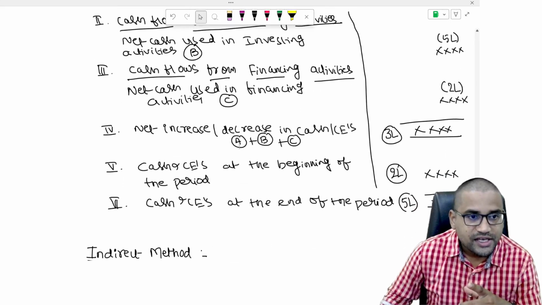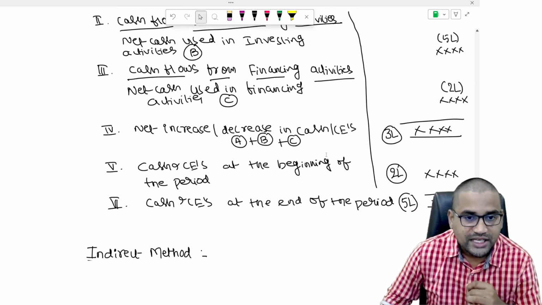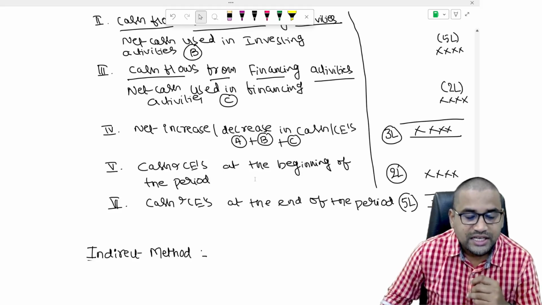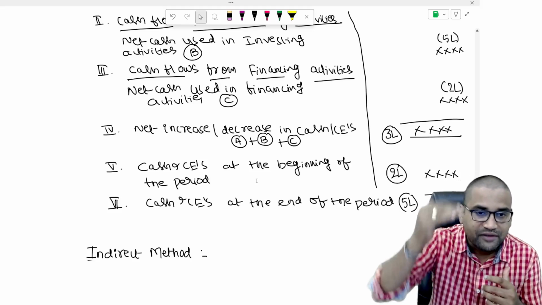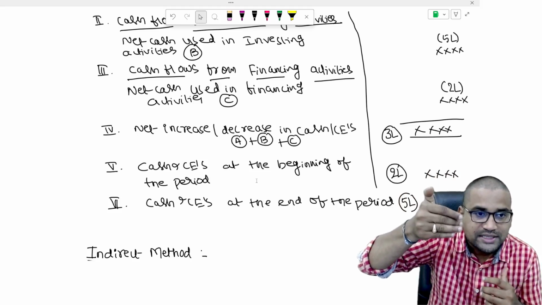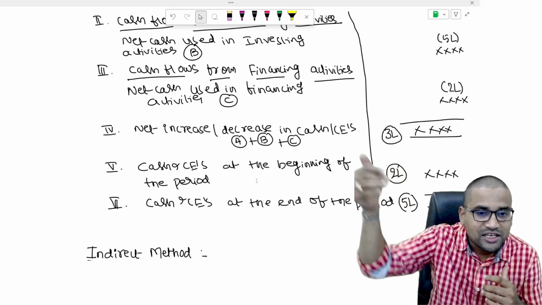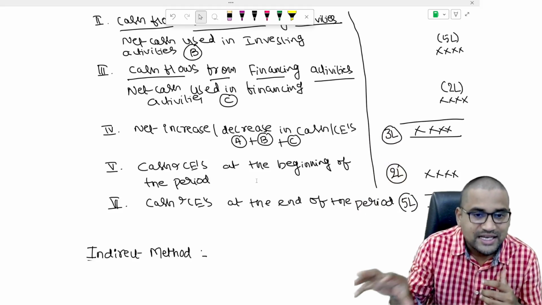Then adding these 3, you will get net increase or decrease in cash and cash equivalents. For that, add opening cash and cash equivalents, then you will get closing cash and cash equivalents. Simple, like a cash account: first the opening balance, add all receipts, minus all payments, then you will get the closing balance. That is exactly what we are doing here.